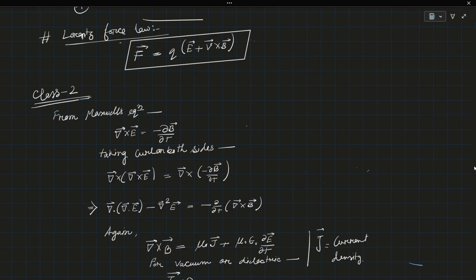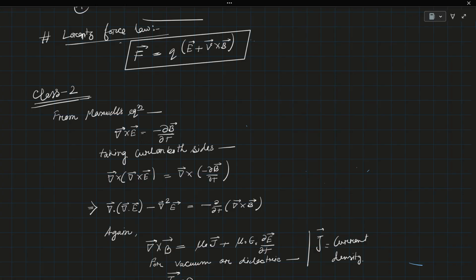So hello students, this is our second class on electromagnetic theory. In the first class we discussed all four Maxwell equations. We wrote them in both integral form and differential form, and in today's class we are going to find the electromagnetic wave equation from Maxwell's equations. I am also going to teach you the properties of electromagnetic waves. So now let's get started.